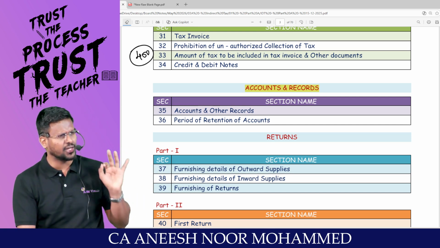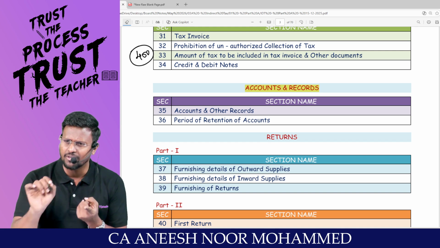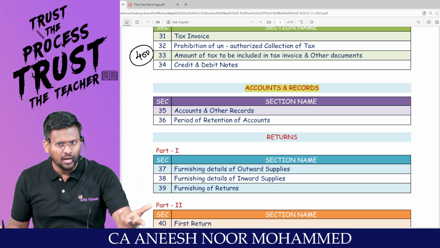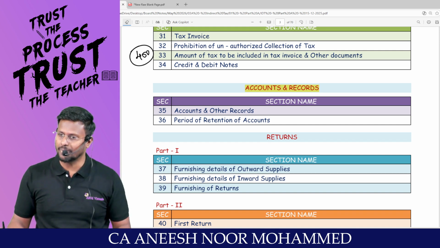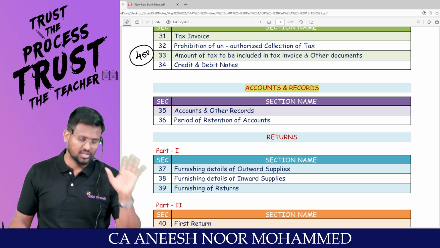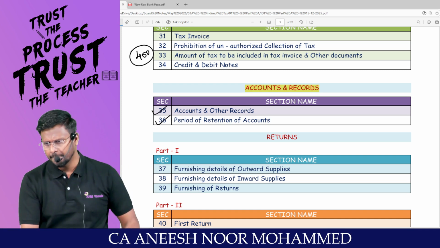What is section 35? Accounts and records. What are the accounts and records? You, being a registered person, are supposed to maintain them. Are you supposed to maintain cash book, journal, ledger, sir, Tally, whatever you are supposed to maintain? For those books of accounts, for how long are you supposed to maintain them? That's what section 36 is all about: period of retention of the books of accounts.